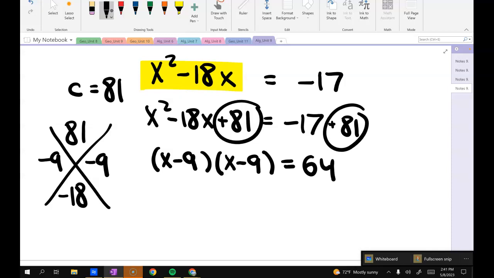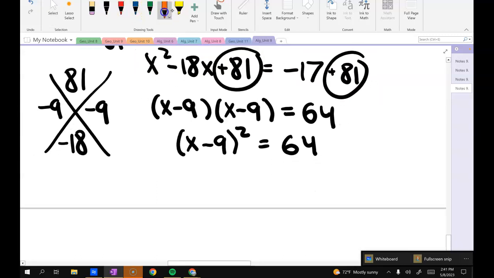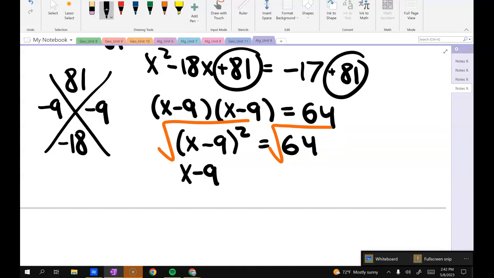And then we just keep simplifying. So you can set up to solve this. This is x minus 9 squared is equal to 64. I'm going to start square rooting each side now. 64 is a perfect square, so that'll be easy. On my left-hand side, I'm just left with what's inside the parentheses, so x minus 9. And the square root of 64 is either positive 8 or negative 8. So write plus or minus 8.